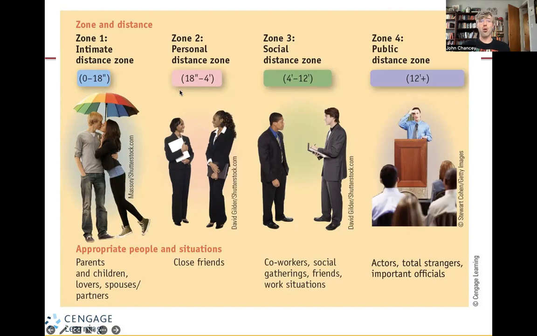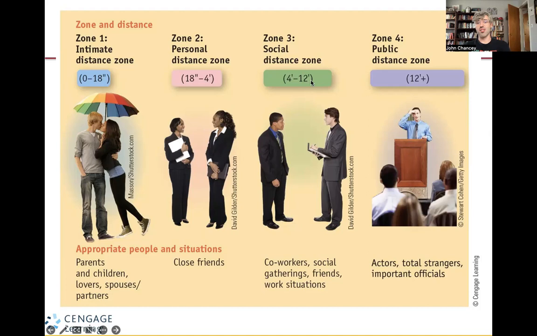The personal distance zone is 18 inches to 4 feet. This might be for close friends, somebody you want to sit down and have coffee with. You're not going to be right in each other's faces, but you're close enough that you can maybe carry on an intimate conversation. Social distance zone, number 3, might be with coworkers, social gatherings, a party, friends. 4 to 12 feet. We might even throw pandemics in here, the social distancing.